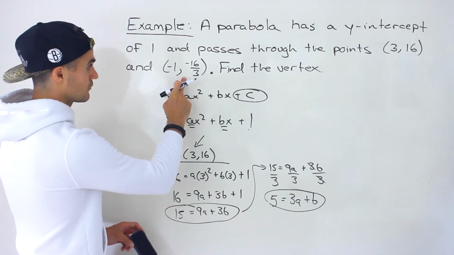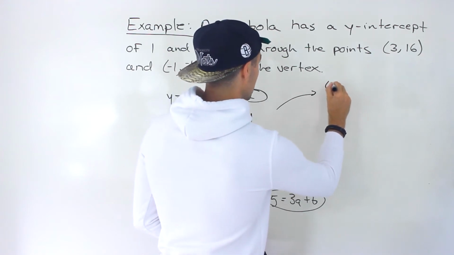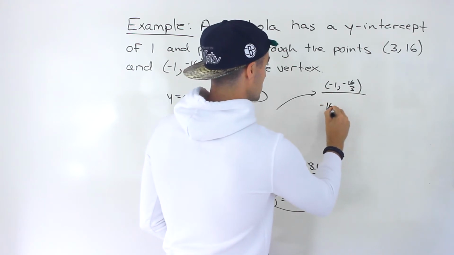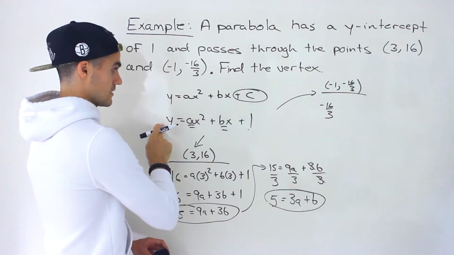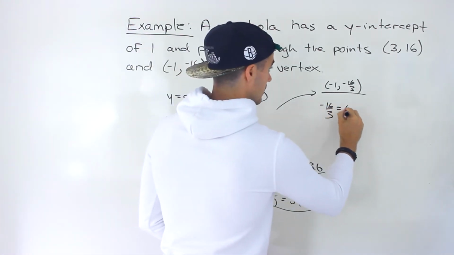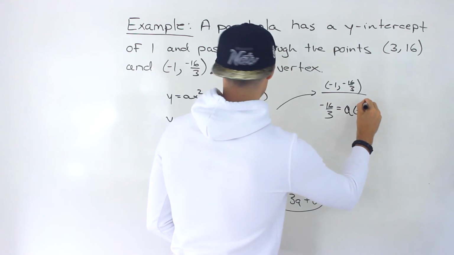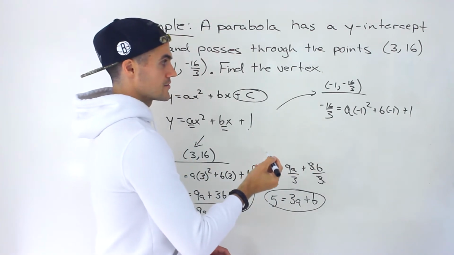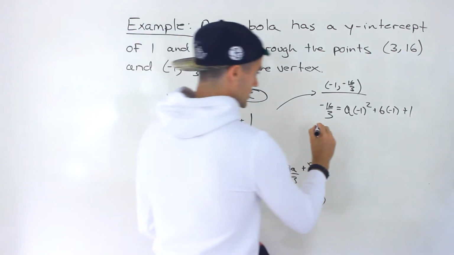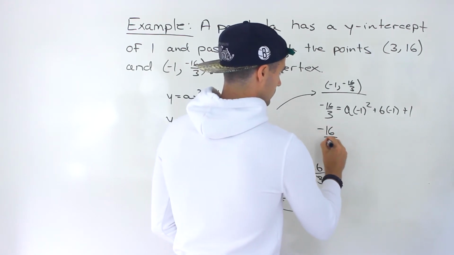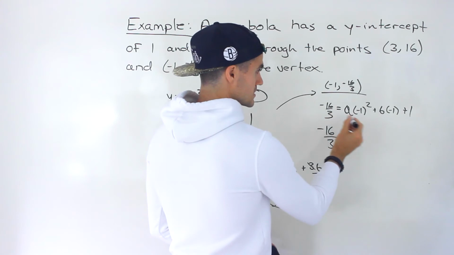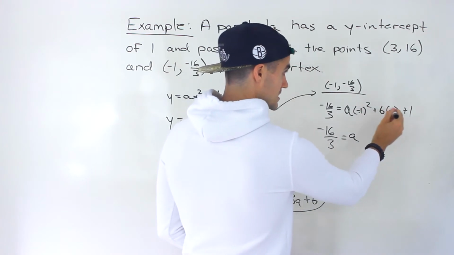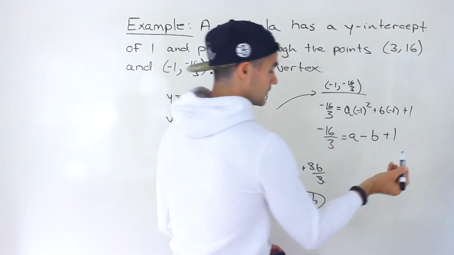And then the second equation is going to come from this point. If we use this point, (-1, -16/3), we plug in -16/3 for y right here, and then we've got a times -1 squared plus b times -1 plus 1. This one's going to be a little bit more complex because we're working with a fraction, but it's actually not bad because we can just multiply everything by 3 to get rid of this denominator. But let's first do this algebra. -1 to the power 2 is 1, times a is just a, b times -1 is -b, and then we've got a plus 1.